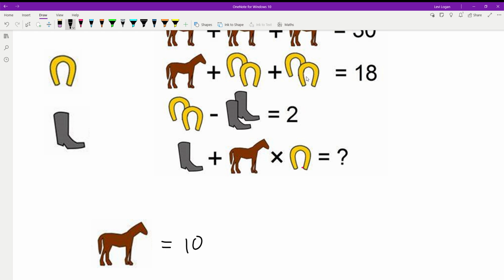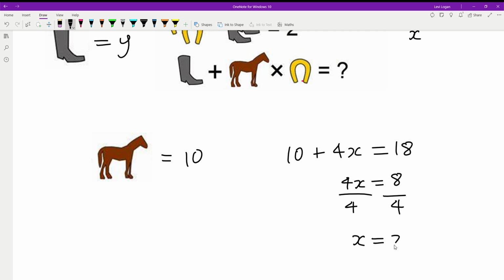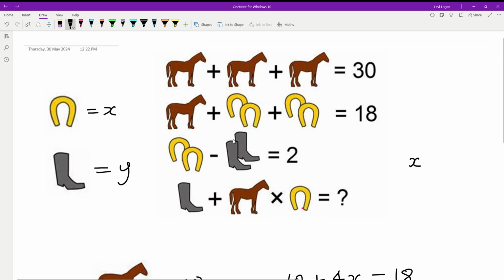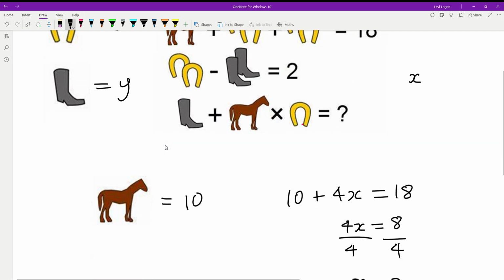Now if you substitute the 10 into this equation up here, you get 10 plus, we've got 1, 2, 3, 4 hooves. So we'll label this x and we'll label this y, okay? So what we get is pretty much 10 plus 4x is equal to 18, okay? So what we can do is subtract 10 off both sides, so we get 4x is equal to 8, and we can divide both sides by 4, okay? So this gives you x is equal to 2. So that is the value for one of the hooves. It's equal to 2, okay? So they're equal to 2, and we have a horse equal to 10.